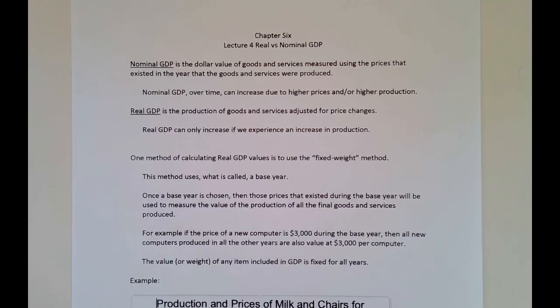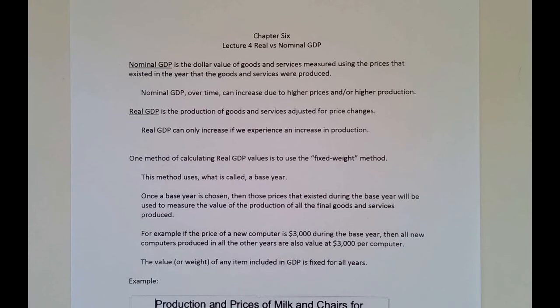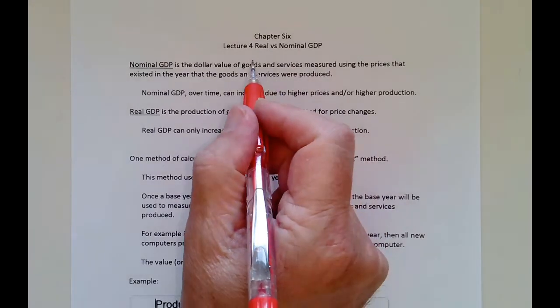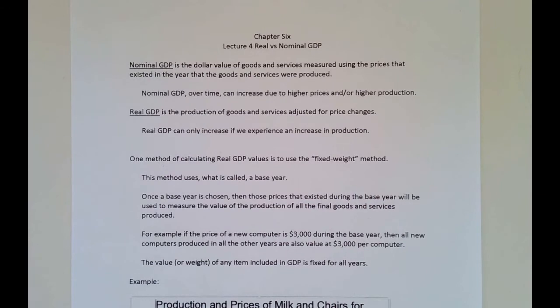Hello, we're back for lecture 4 in chapter 6, and here we're going to talk about the difference between real and nominal GDP. Because we have a problem with GDP over time, and again we're measuring production, but the problem is we measure production by prices, and unfortunately in the real world prices don't stay the same. So that means if you want to compare GDP over time, you have a problem, because if you look at nominal GDP over time, it's not telling us very much.